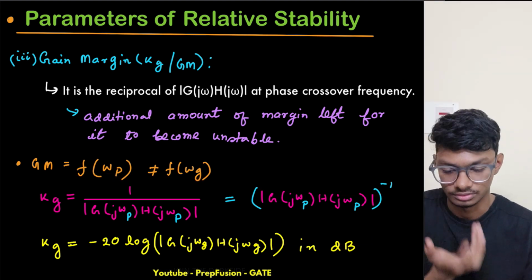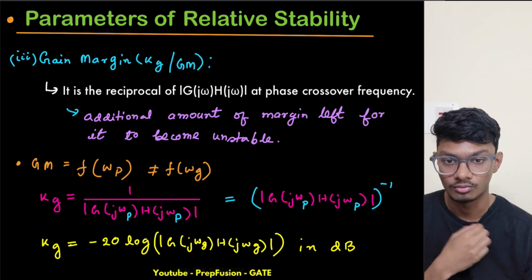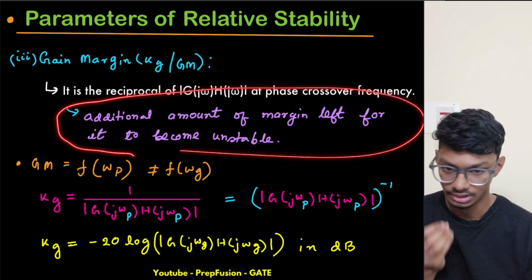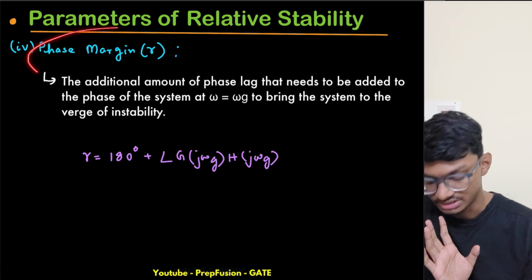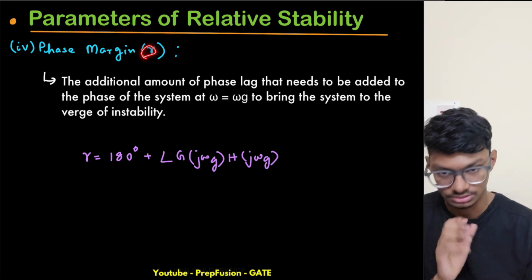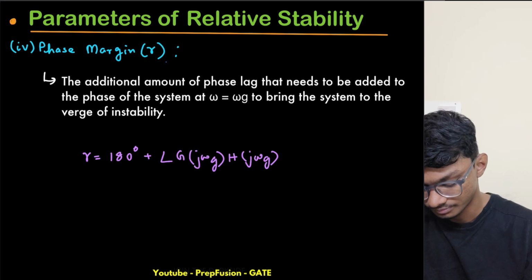Graphically we will see how I am saying this. Now what is the next parameter? The next parameter is the phase margin. Phase margin is denoted by gamma, or you can say PM itself.